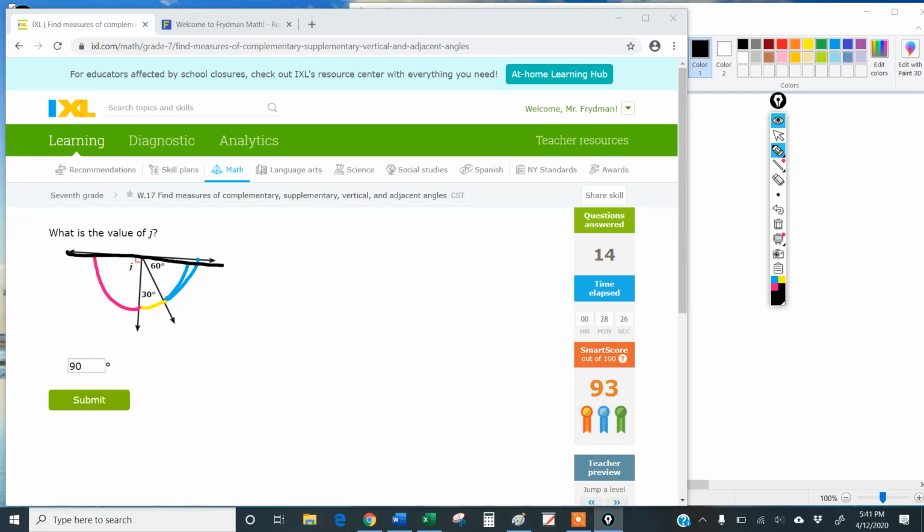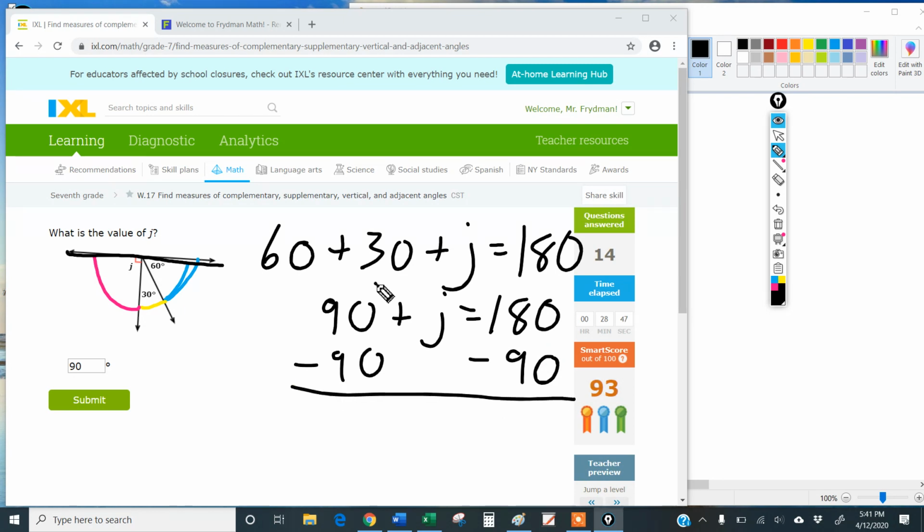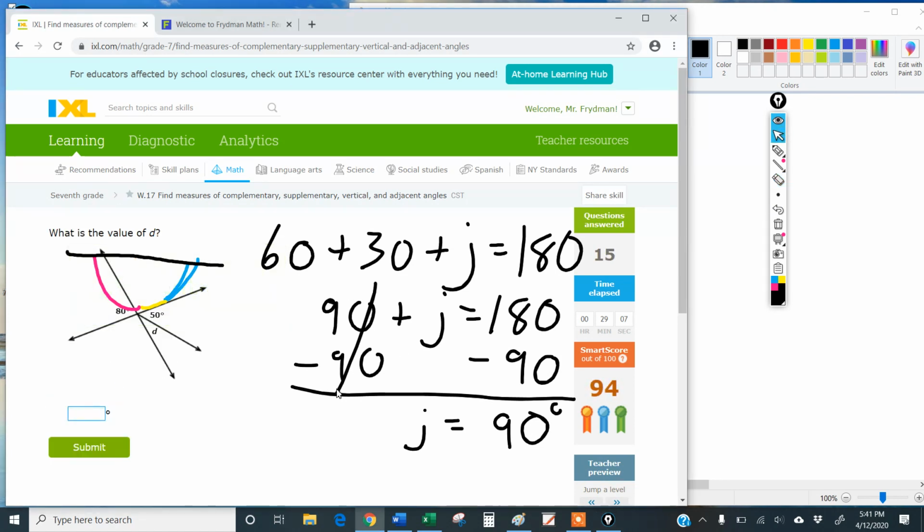So I can write 60 plus 30 plus J equals 180. Well, 60 plus 30 is 90. So we have 90 plus J equals 180. But then if we just subtract 90 from both sides, we get 180 minus 90 is also 90. So that's another way that we could have figured out that J is equal to 90 degrees. Okay. So just submit that. Let's see if this question is any different.